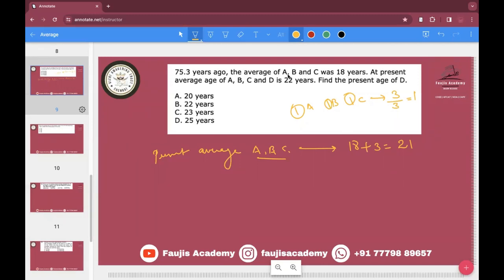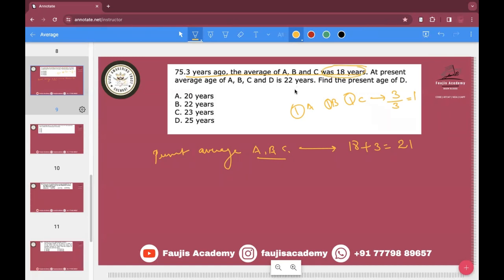So after 3 years, other than Avikaran, tell me, 3 years ago the average age of ABC was 18. That's not my question, buddy Vishnu. I'm not asking that answer. I'm asking you, 3 years ago the average age of ABC was 18. What will be their present average age?